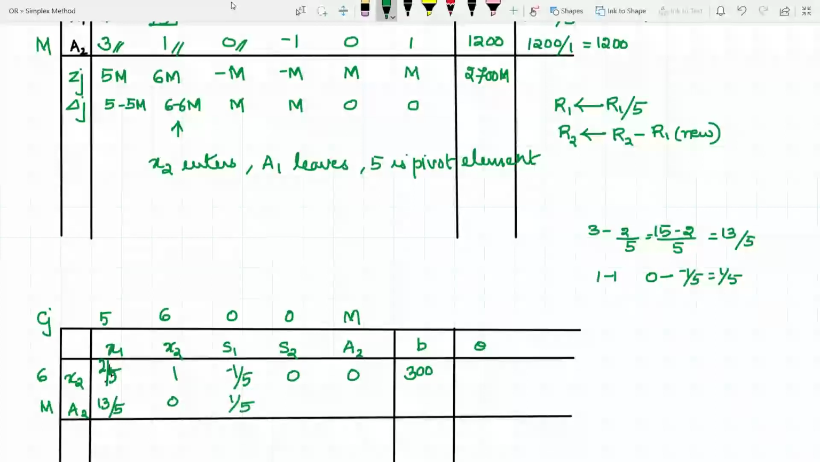Next is S2, the value minus 1. So this is minus 1 minus 0, that is minus 1. In A2, the value, A1 is not there, so 1 minus 0 is 1. Next you have 1200. 1200 minus this 300, so you have equal to 900. So you have your 900. So that much calculation is over.